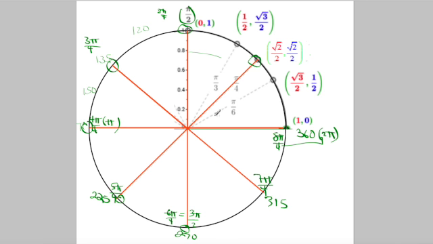So this is really easy to do once you remember this. Again, 1 pi over 4, 2 pi over 4, or a half, 3 pi over 4, 4 pi over 4, 5 pi over 4, 6 pi over 4, 7 pi over 4, 8 pi over 4. If you do that, you will always get these values right.